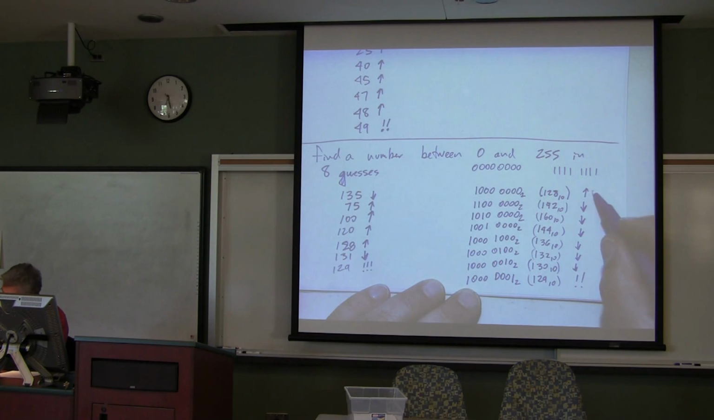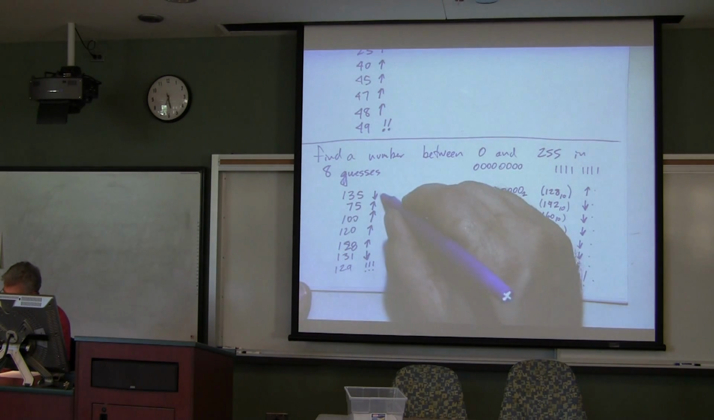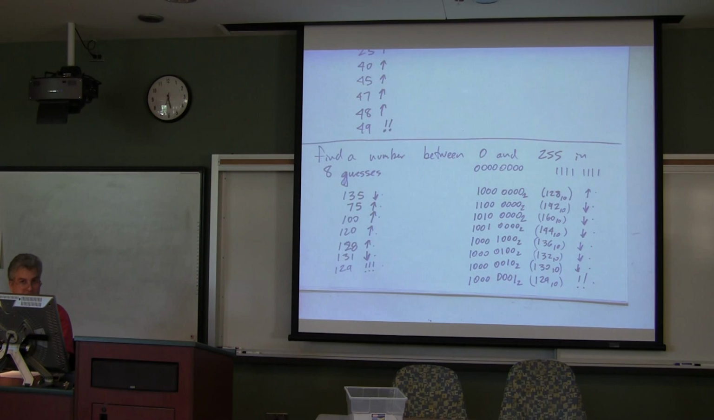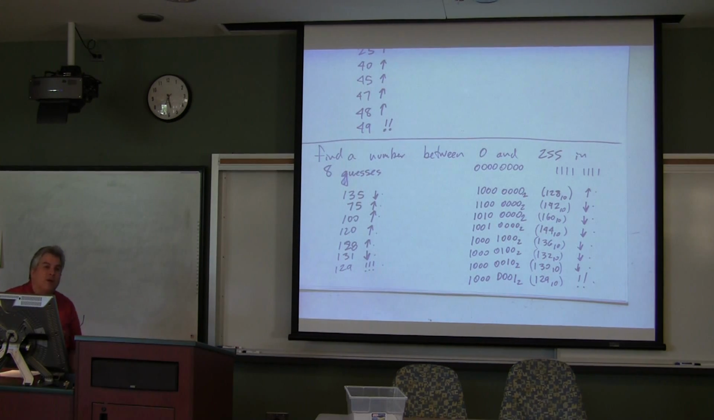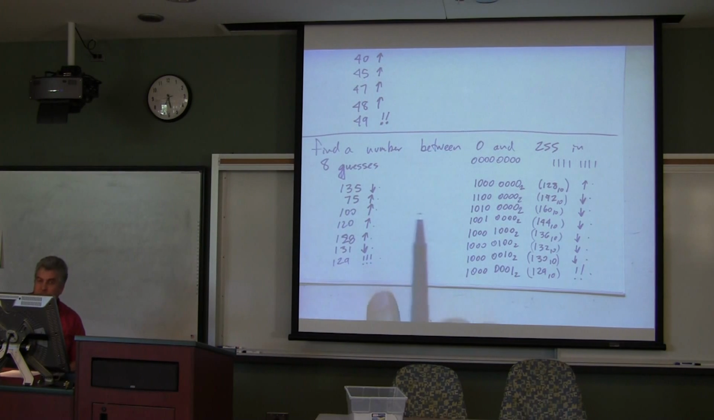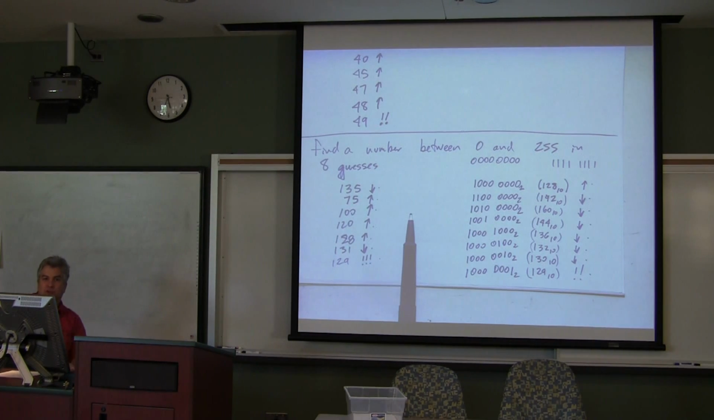So how many steps? 1, 2, 3, 4, 5, 6, 7, 8. 1, 2, 3, 4, 5, 6, 7. So in both instances, it works better just to guess randomly. But no, it's not always this way. When you split it exactly in half, you are definitely assured of getting it in 8, always. And in many cases, it will be 8.